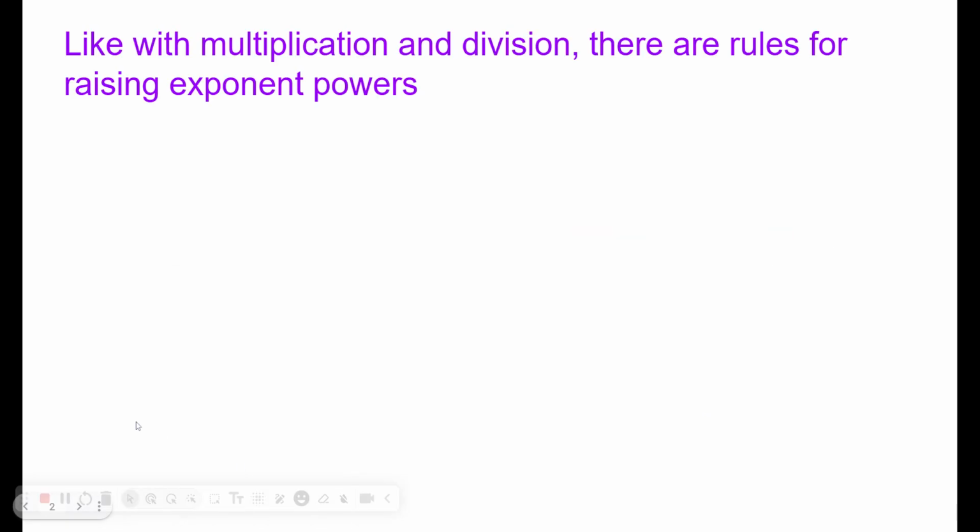Today we're going to talk about exponent power rules. This is building off of multiplication and division. Exponent power rules are specific rules for raising exponent powers. What that looks like is you have a base x taken to the third power, and then usually there's a parentheses or some way to signal that that whole thing is also being raised to another power. Here, the exponent is 4. So we're going to figure out how to deal with that.